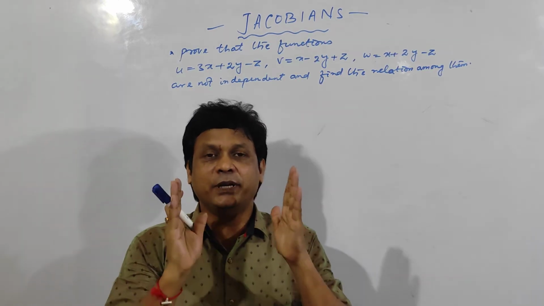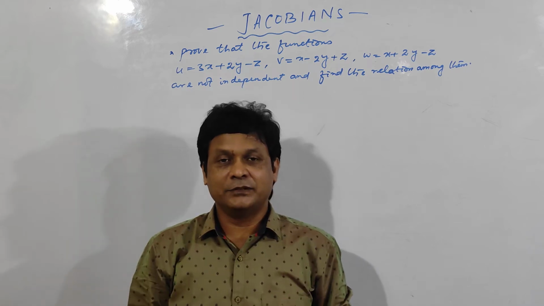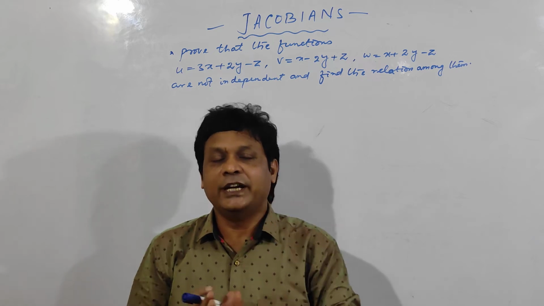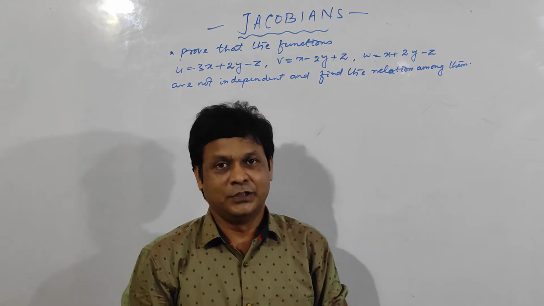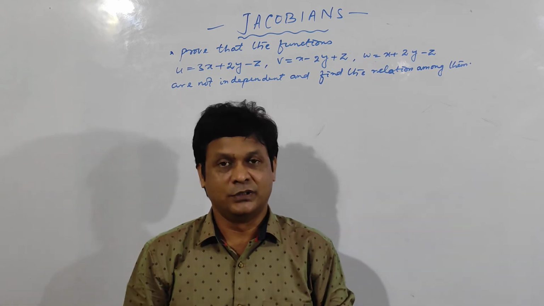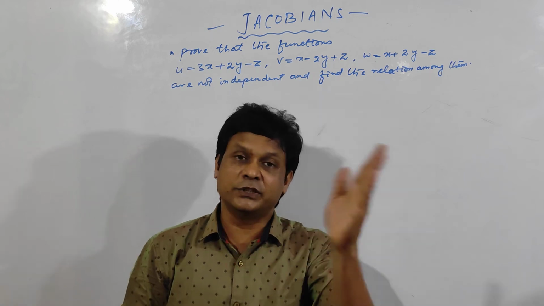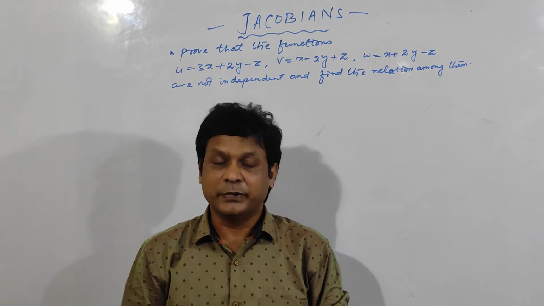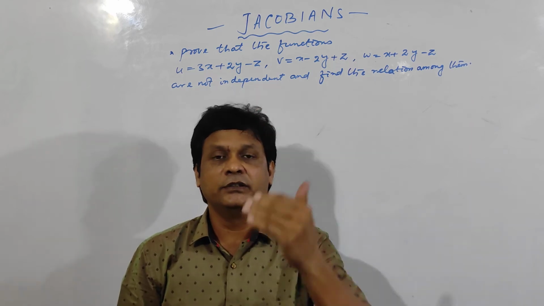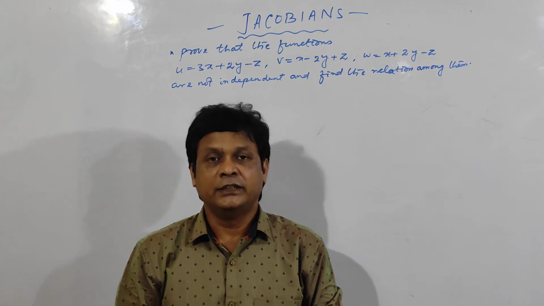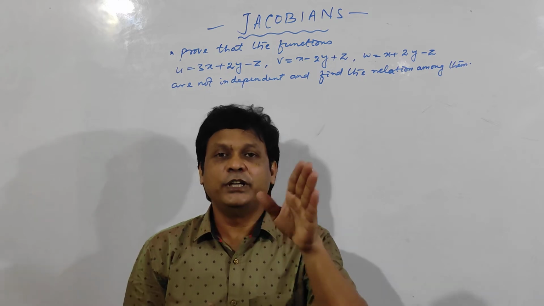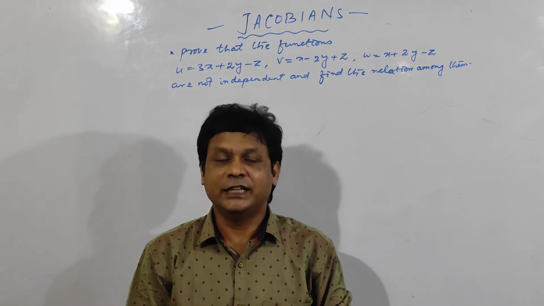See here, Jacobian is simply a determinant. If the rows are proportional, that means if any one row depends upon another row, or any one row can be expressed as the linear combination of the other two rows, or any one column can be expressed as the linear combination of the other two columns, that means the value of one column depends upon the other two columns, or the value of one row depends upon the other two rows, then the value of the determinant becomes 0. That means if u, v, w are dependent, then their Jacobian will become 0.